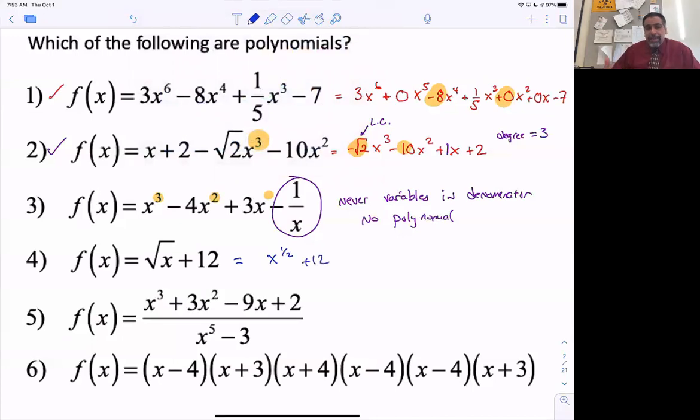So you're thinking it has a highest exponent, but remember, the exponents must be whole numbers. So 1/2 doesn't fit. 0, 1, 2, 3, 4, working your way up. Those are the whole numbers. This is not a whole number. The exponents must be whole numbers. This is not a polynomial either.